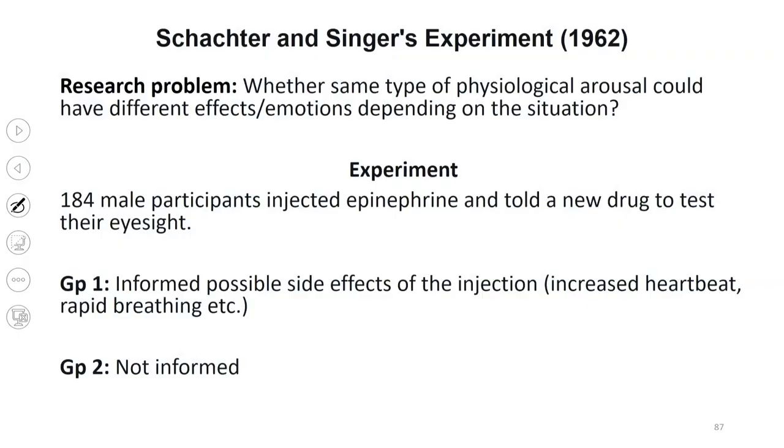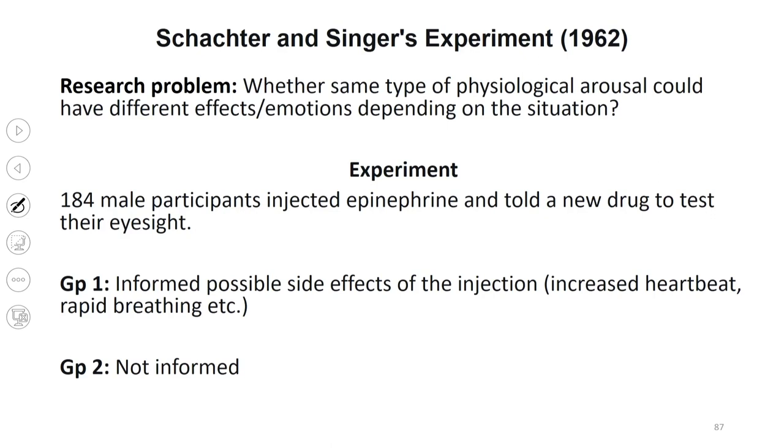There is a very famous experiment by two people, Schachter and Singer, who tried to test this hypothesis. One proposition of their theory is that the same type of physiological arousal is associated with all emotions, and it is the cognitive labeling depending on the situation that makes you say an emotion is fear or anger or whatever it is. So, can the same physiological arousal produce different emotions depending on the situation? If that is proved, then the theory is proved.